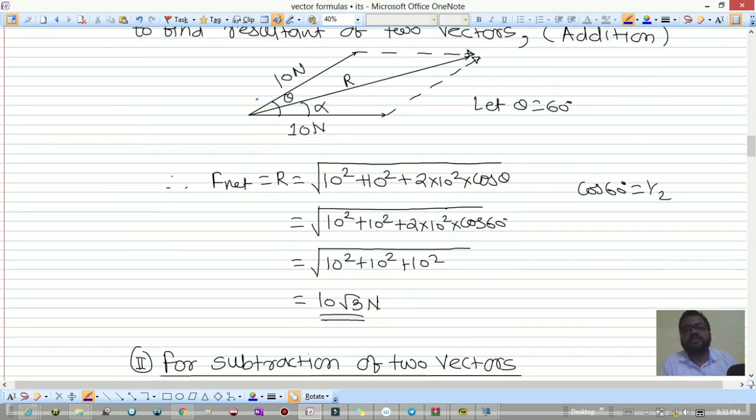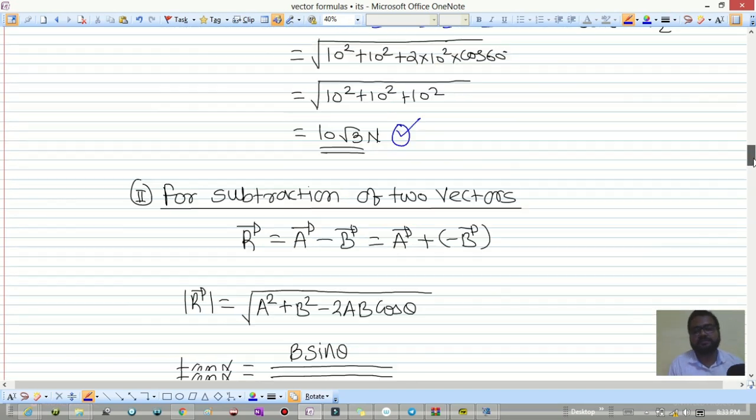This is 10 Newton, this is 10 Newton, and the angle between these two is theta. So what you have to do is root of first vector squared, second vector squared, then 2 times first vector into second vector into cosine of the angle between these two. So we will get 10 root 3 Newton as the answer. So I hope this is clear. This is a very simple process that you can solve. Cos 60 degrees is 1 by 2 over here.